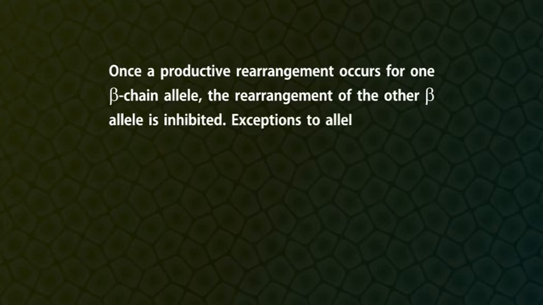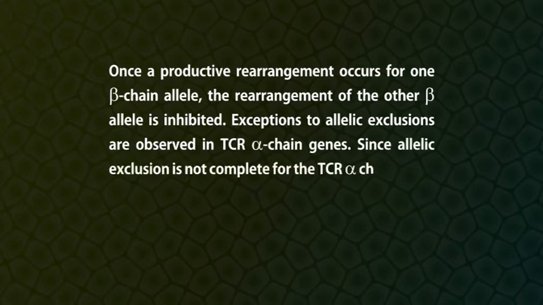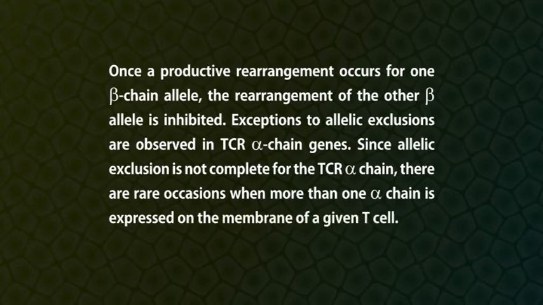Exceptions to allelic exclusion are observed in TCR alpha chain genes. Since allelic exclusion is not complete for the TCR alpha chain, there are rare occasions when more than one alpha gene is expressed on the membrane of a given T cell. In such cells, antigen binding specificity is maintained by making only one of the TCRs MHC restricted and functional.